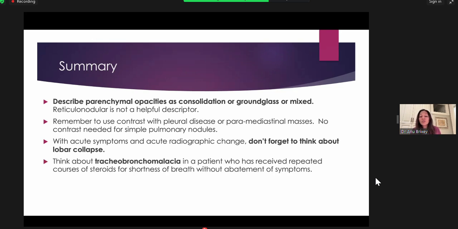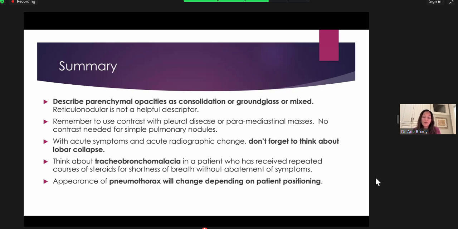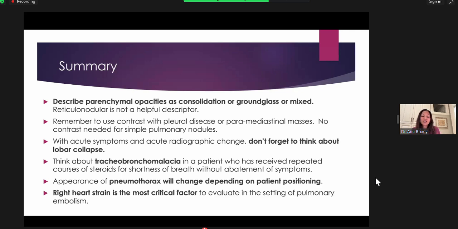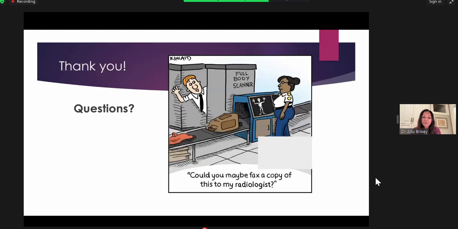Think about tracheobronchomalacia in a patient that's received repeated courses of steroids for shortness of breath without any improvement, and typically in the setting of a normal chest CT. The appearance of a pneumothorax will change depending on how the patient is positioned when the imaging is performed. And right heart strain is the most critical factor to evaluate in the setting of pulmonary embolism.